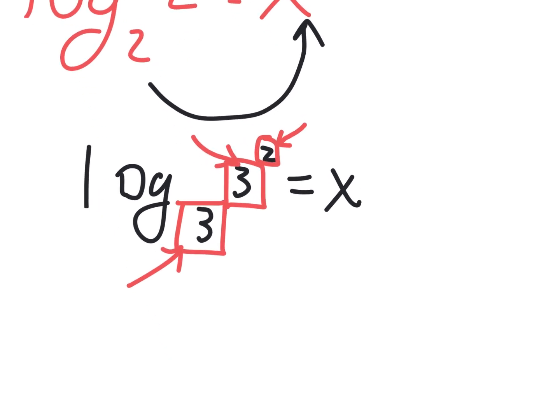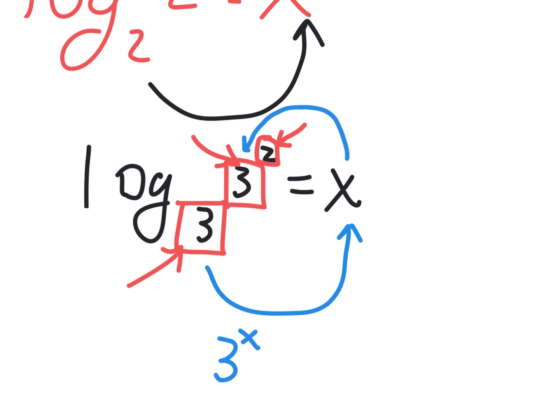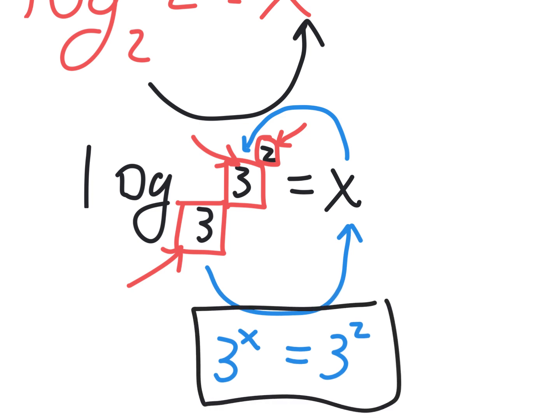I bet I can show you the circle of logs. 3 to the x equals 3 to the second. And you can't look at that and not know that x must be 2.